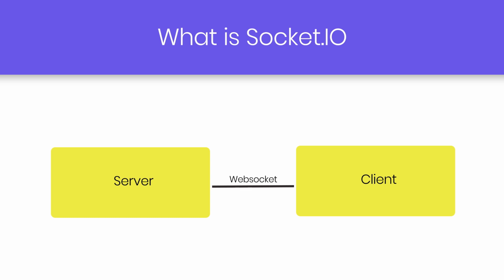Every action in socket.io is considered as event. So to send the message, you emit an event with the message data. Let's take a look at a very simple practical example to understand how the socket.io works.